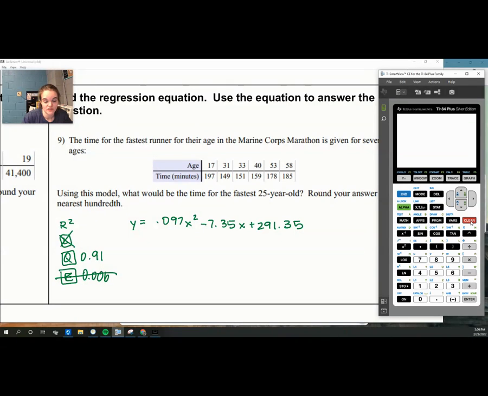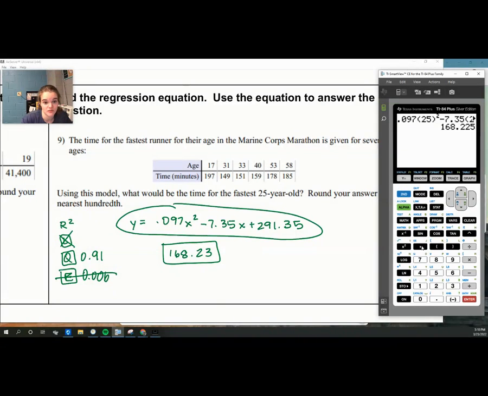Using this model, what would be the time for the fastest 25-year-old? Round your answer to the nearest hundredth. So we are going to plug in everywhere we see an x. We're going to put 25 squared minus 7.35 times 25 plus 291.35. Okay, we round to the nearest hundredth, so the fastest time would be 168.23 minutes.